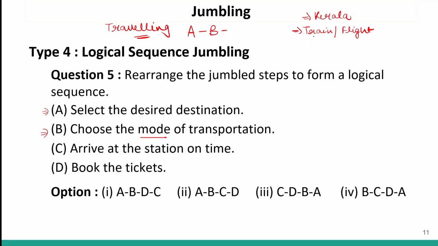Now, so I have selected that I will go by train because it is cheaper and it is suiting my timetable also. So once I have selected that I am going by train, then what I'll do, I'll book my tickets in advance, right? So my third step will be to book the tickets, which is option number D. Correct? And logically, once the day arrives when I have to leave, I have to arrive at the station on time. So after D, C will follow logically. So my correct logical sequence will be A, B, D, C, which is option number 1. Okay.